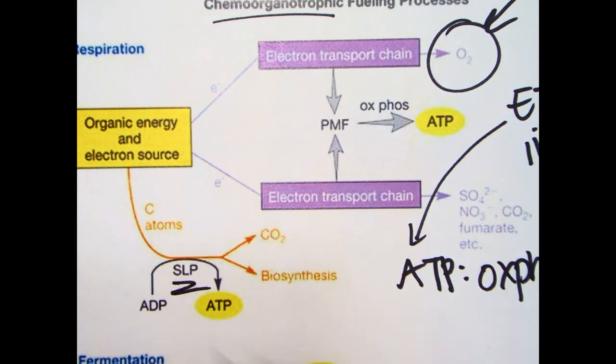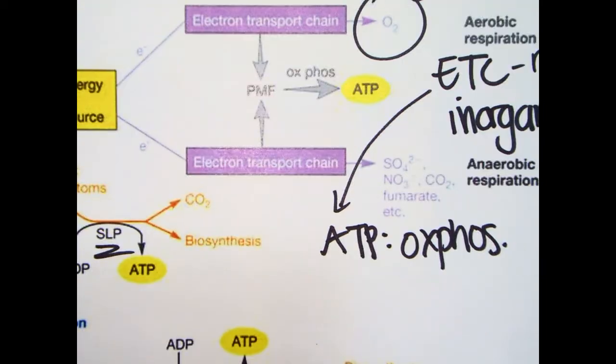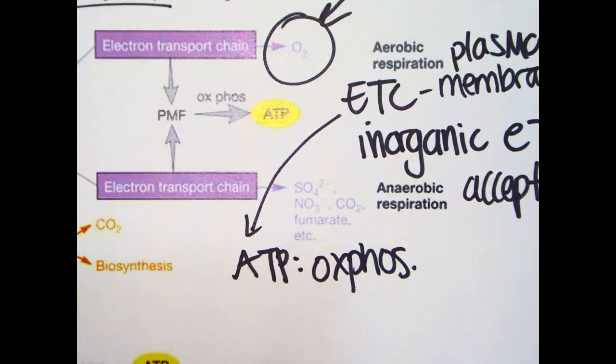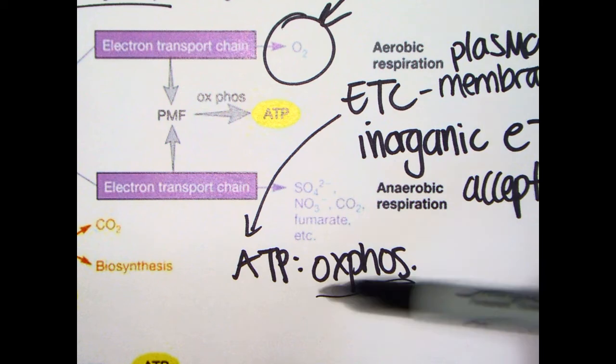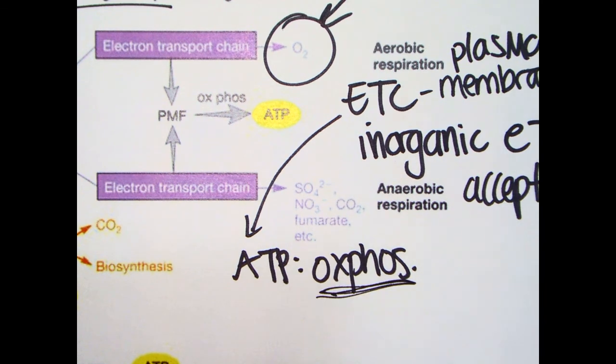We will also make a tiny bit of ATP by substrate level phosphorylation. That is what happens in glycolysis and the Krebs cycle, but it's just a tiny, tiny amount actually. So the majority of ATP is made through oxidative phosphorylation, which is the ATP synthase powered by PMF that is typically drawn at the end of the electron transport chain.